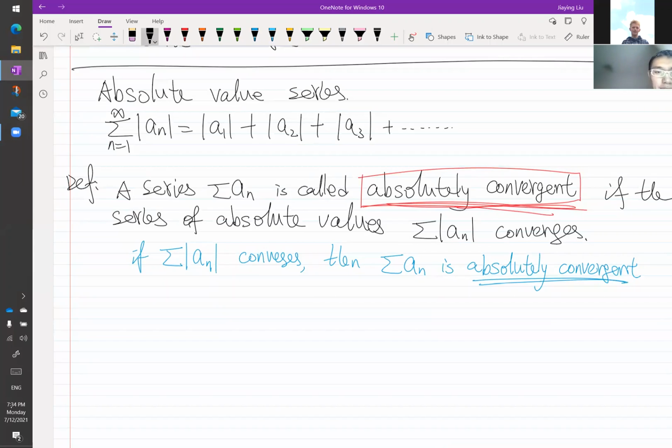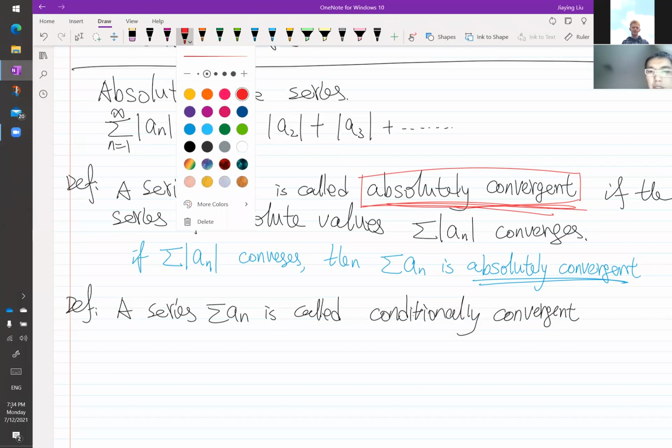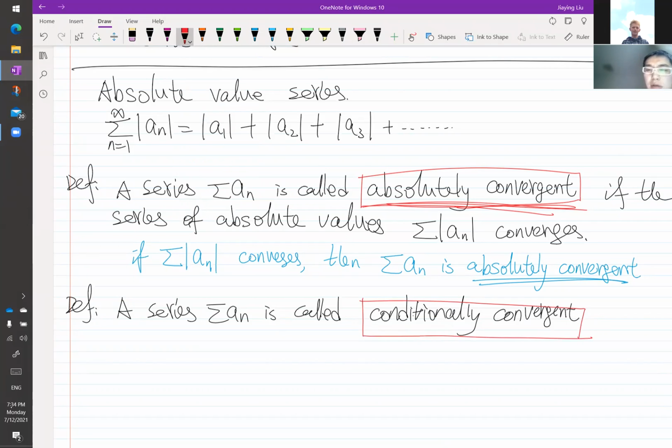There's a second definition. A series an is called conditionally convergent, so it's not absolutely convergent, if the series an is convergent, but the series with absolute values is divergent.